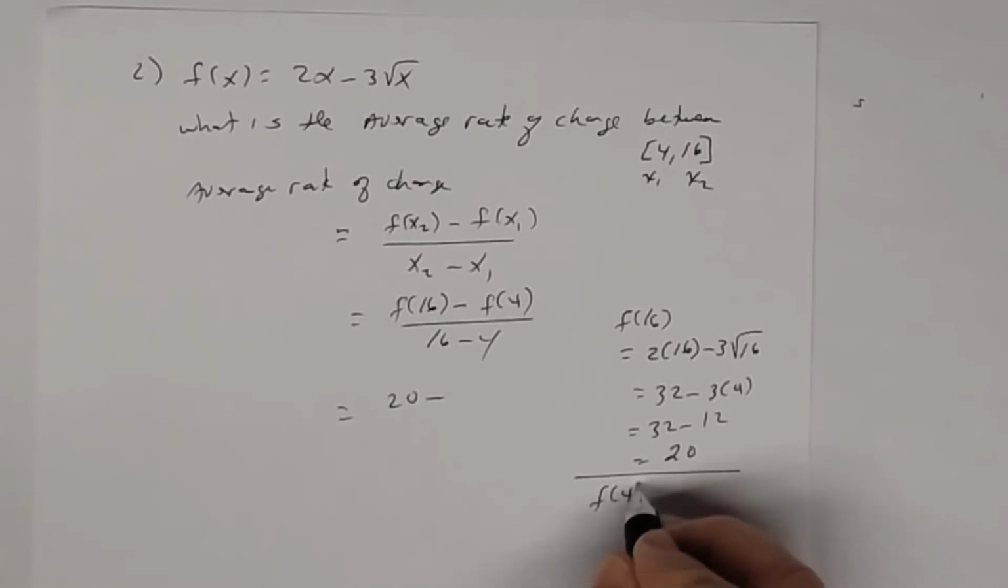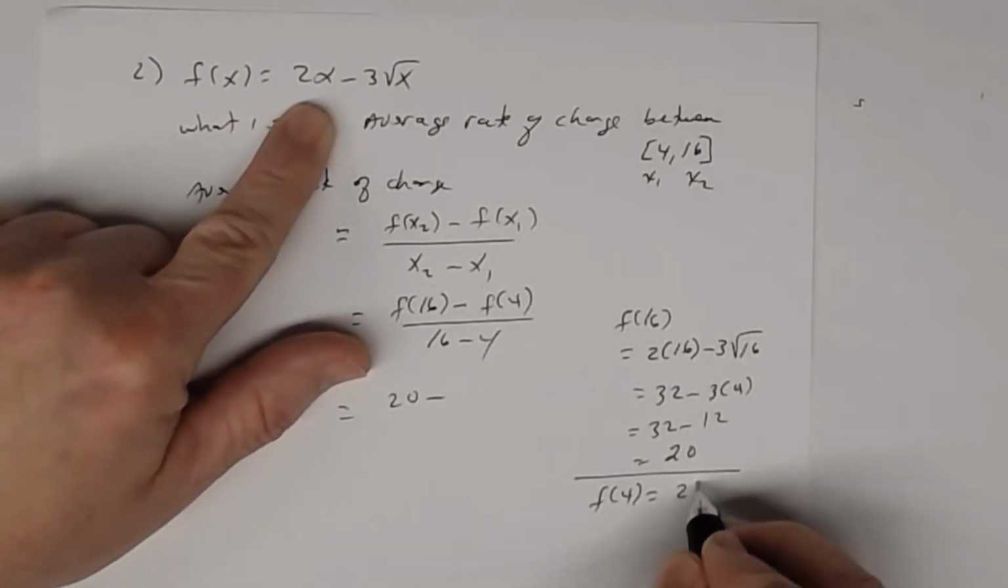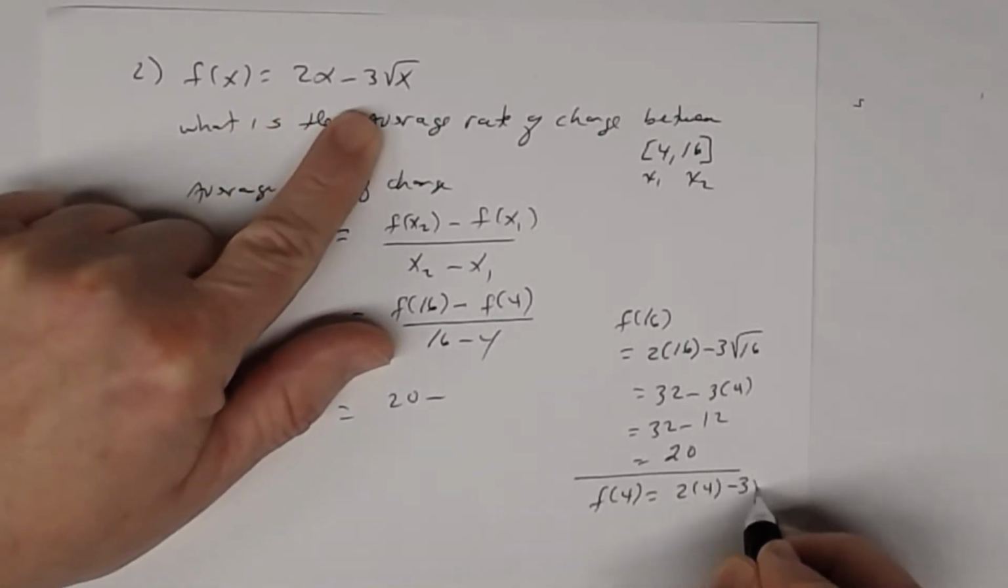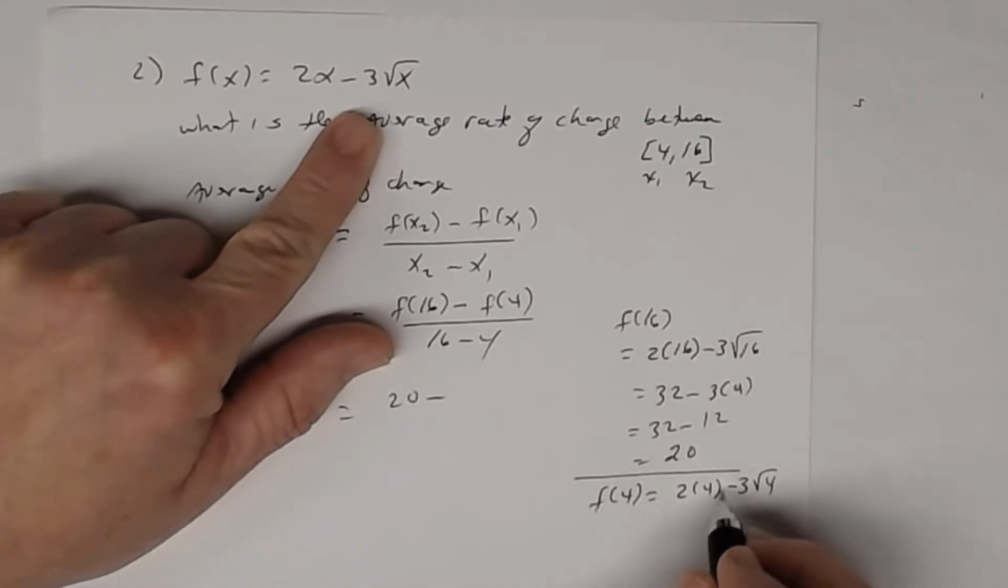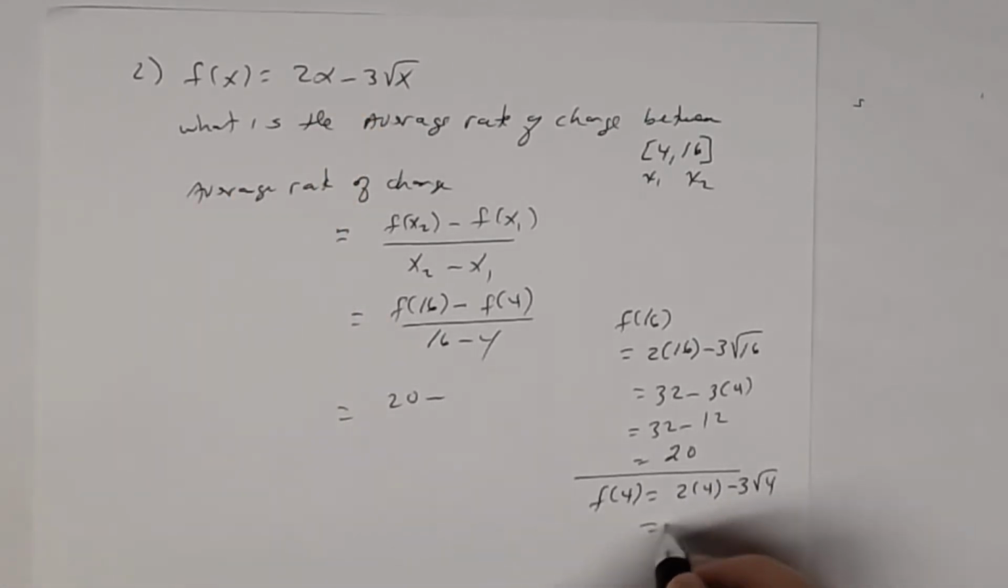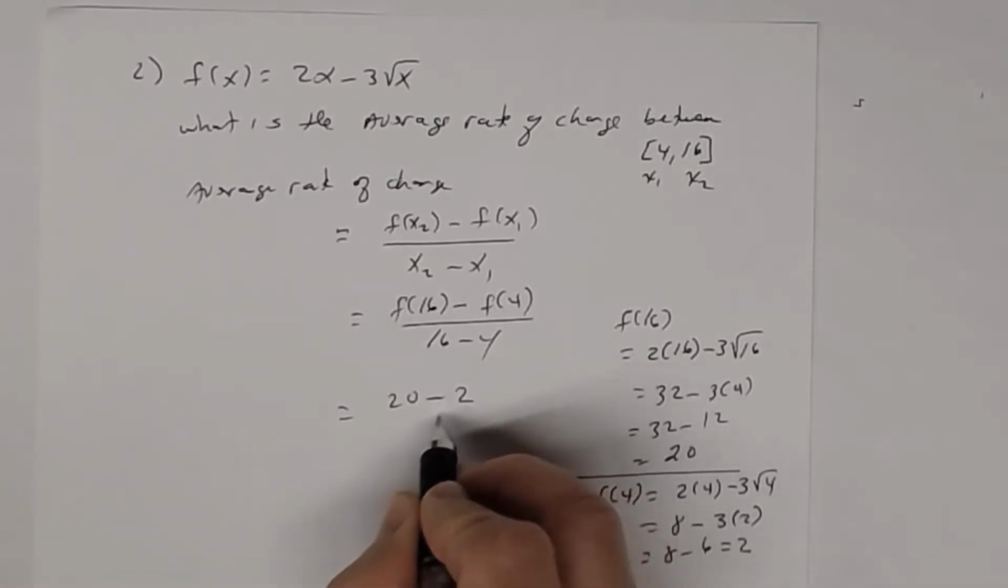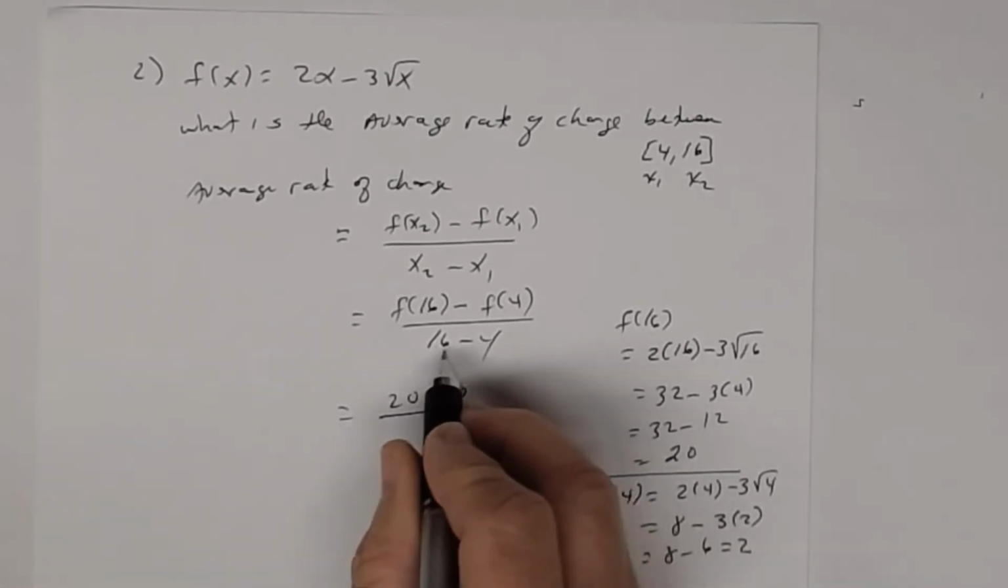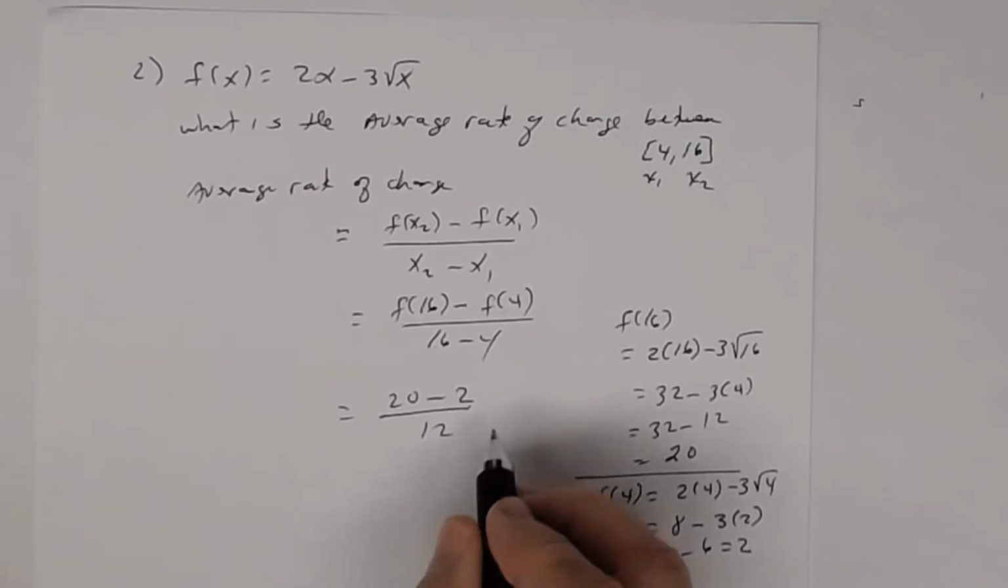So f of 4 will equal 2 times 4 minus 3 square root of 4. 2 times 4 is 8. And the square root of 4 is 2, so that's 8 minus 3 times 2. So that's 8 minus 6, which is 2. So I get 20 minus 2 divided by, and then 16 minus 4 is 12.